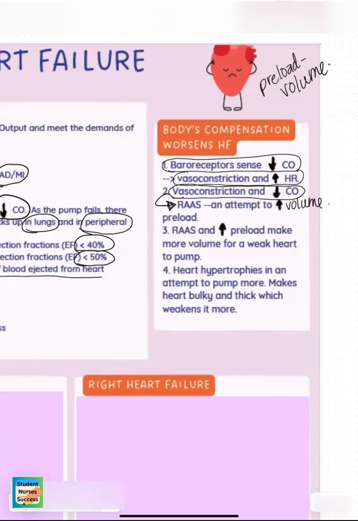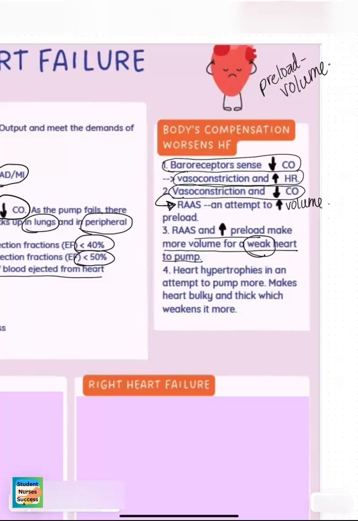Now, as the RAS system gets going and increases the preload, it actually does make more volume for the heart to pump. However, what it's doing is causing more work on the heart because it's already a weak heart, and now it has even more volume that it needs to pump. And so it actually causes the heart to get even weaker.